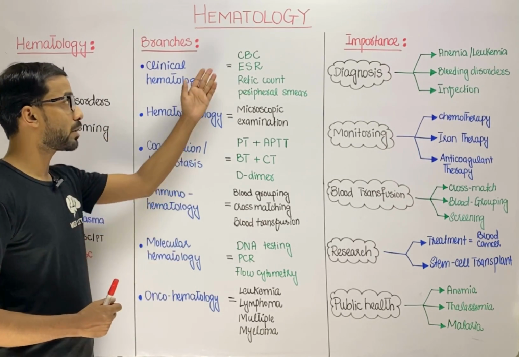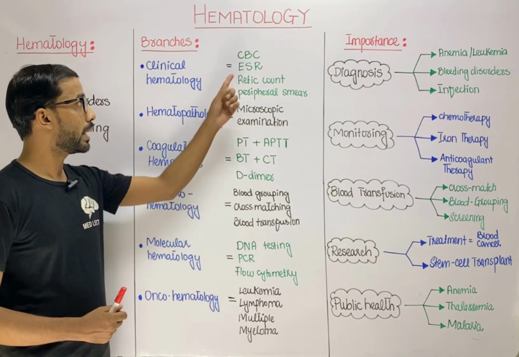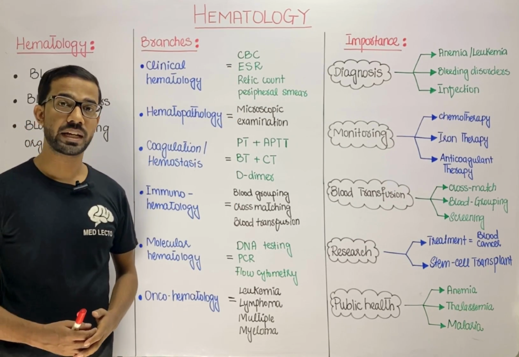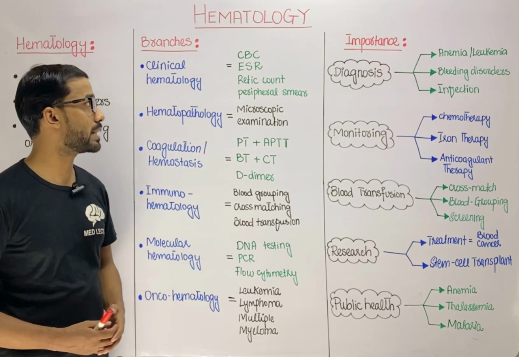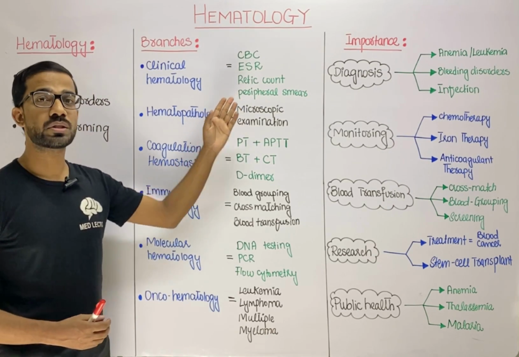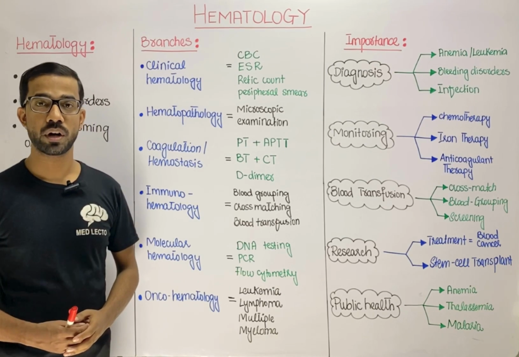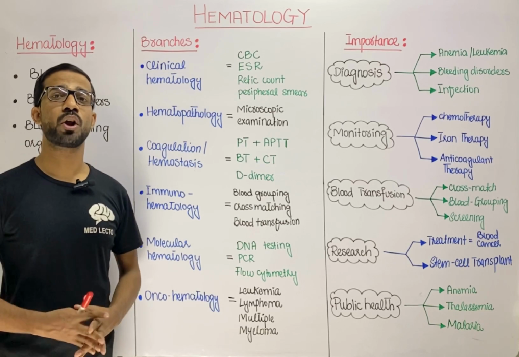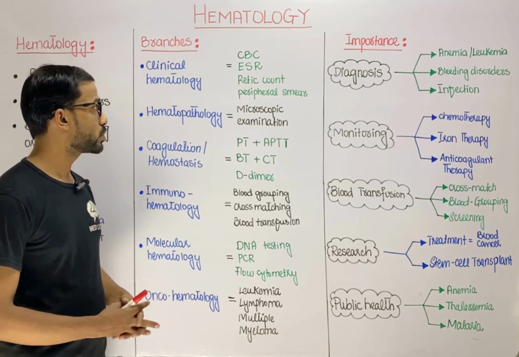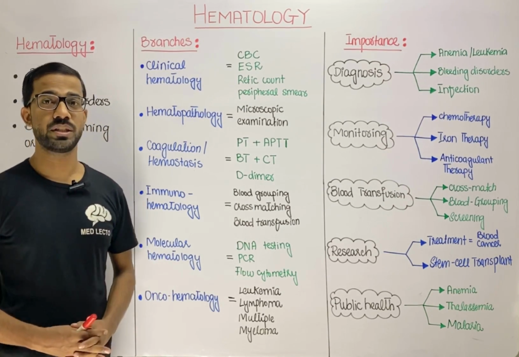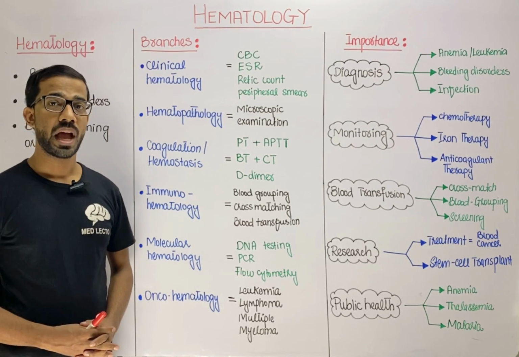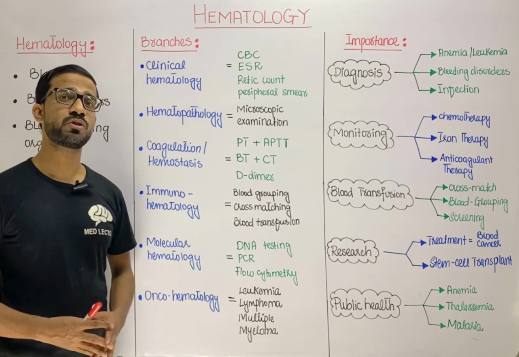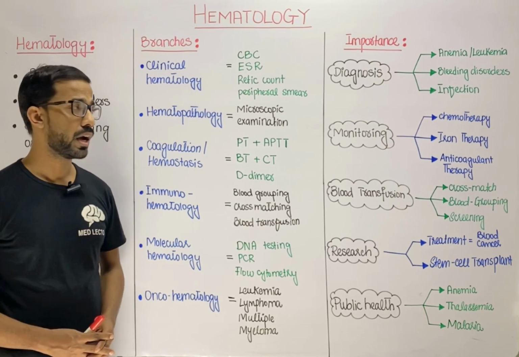In clinical hematology, we will do CBC, complete blood count, that shows the numbers of platelets, white blood cells, and red blood cells. Then ESR, reticulocyte count, which are the immature red blood cells, and the peripheral smear, in which we will see the morphology of the blood cells. So these four things are done in clinical hematology, and the most common and preferable test related to the blood is the CBC, complete blood count.